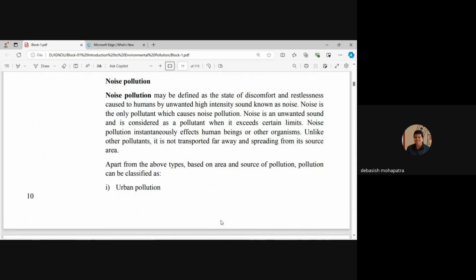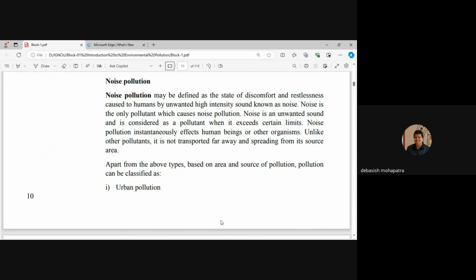Then comes noise pollution, a state of discomfort or restlessness caused to humans by unwanted high intensity sound. Yesterday I have already discussed this also. Now Durga Puja is coming. You'll see loudspeakers everywhere. These loudspeakers are seriously irritating for old people and small children. So these are all causes of sound pollution.